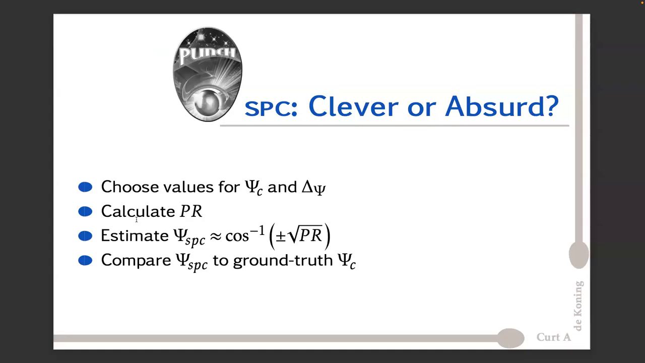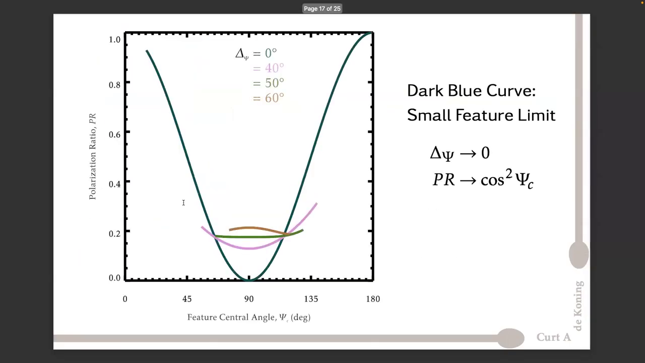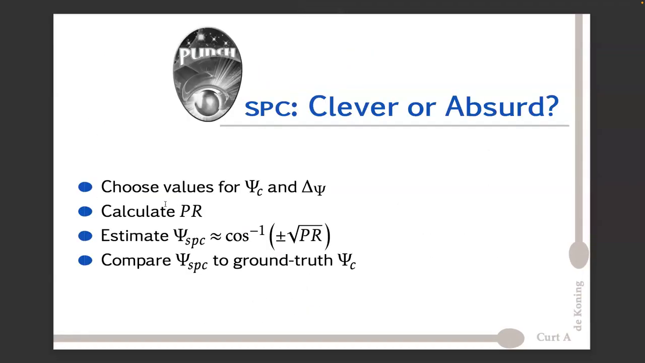So what we're going to do is look at a few sample calculations, choosing values of the central feature position psi c and its width delta psi, calculate what the polarization ratio is using this formula over here, and then apply the superparticle construction, which says that the position of the point is related to the polarization ratio over here. Then we're going to compare our superparticle position to the ground truth position and see how well we do.